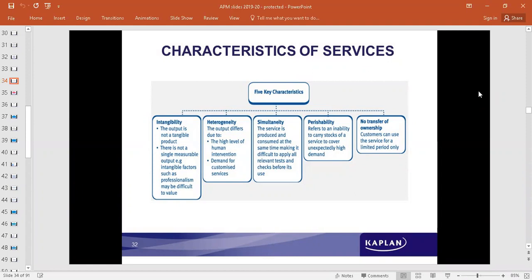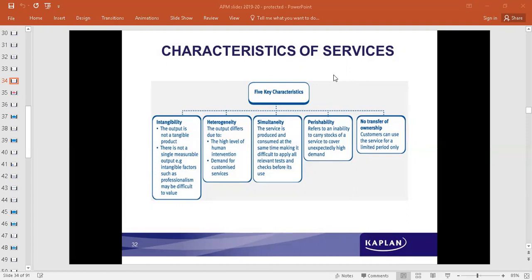It has to be consumed as it is being produced. Simultaneously, as the service is being produced, it has to be consumed. If it is not consumed simultaneously, it perishes. Okay, simultaneity and perishability. The next attribute is that there is no transfer of ownership. The ownership is not transferable. But products, if they are not consumed now, can be consumed at a later period. If they are not using that, they can transfer it to someone else also. That feature is there with products, but it is not available with services.